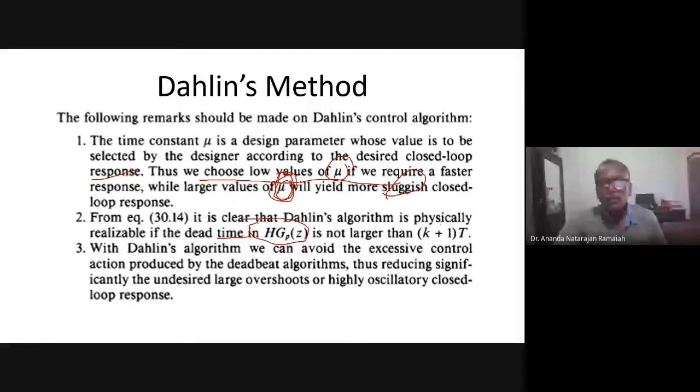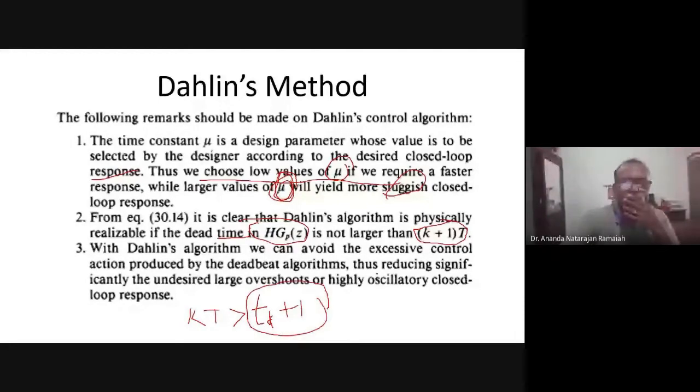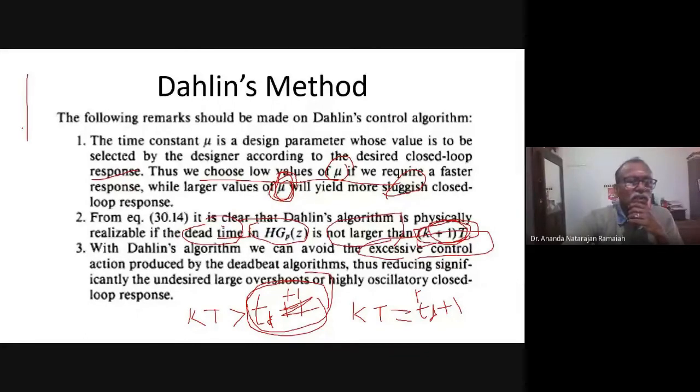The dead time is not larger than k plus 1 T. What we are assuming while designing the controller is that kT is greater than TD plus 1. So kT must be deadbeat. Within 1 sampling period, we want the response to settle. That's why a large controller output will be generated within that 1 sampling period.